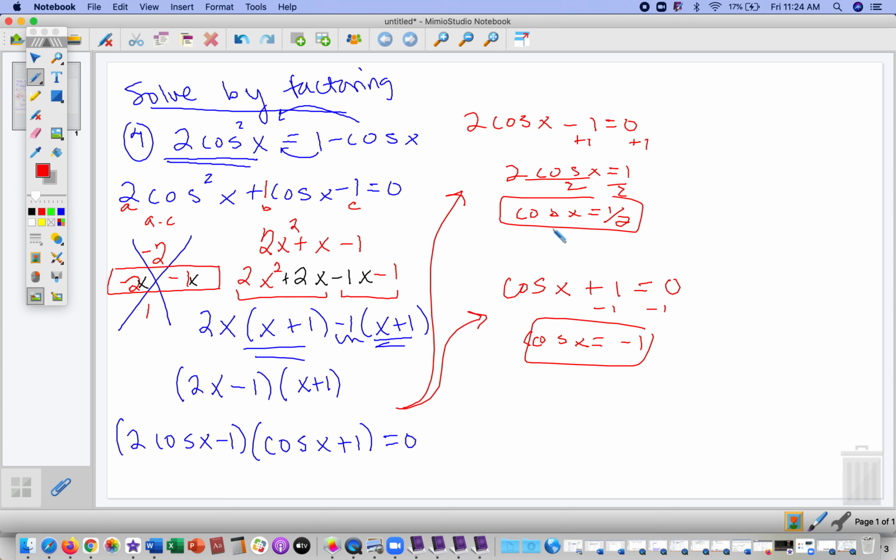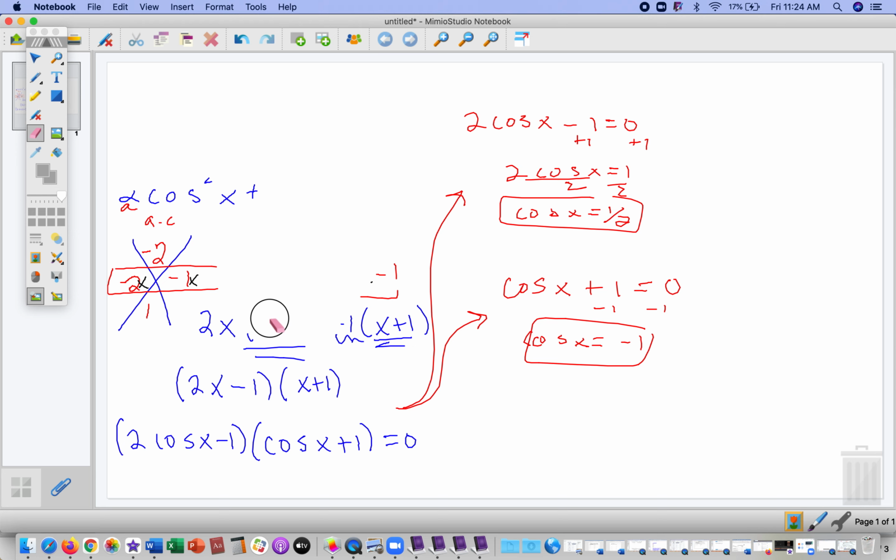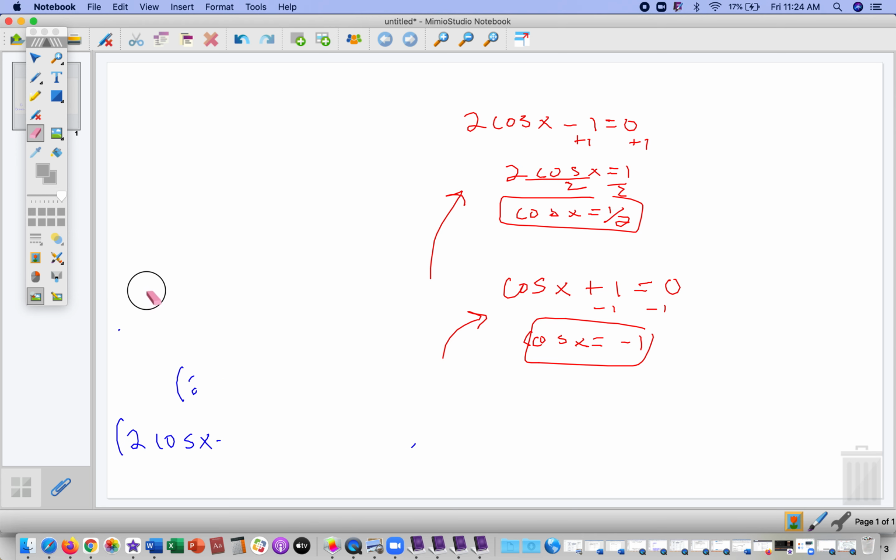Where is cos a half? You can use your unit circle, pull the unit circle out. I'm going to draw a rough sketch on the left-hand side. I always work with first quadrant and then reflect. Where is cos a half?